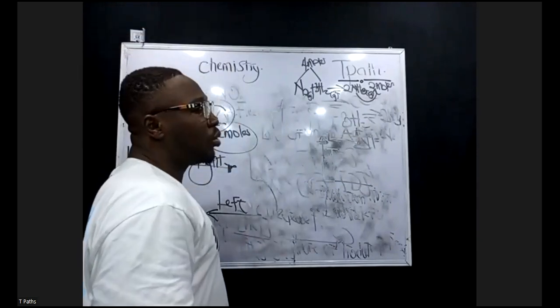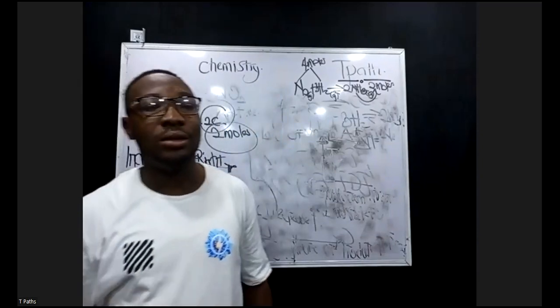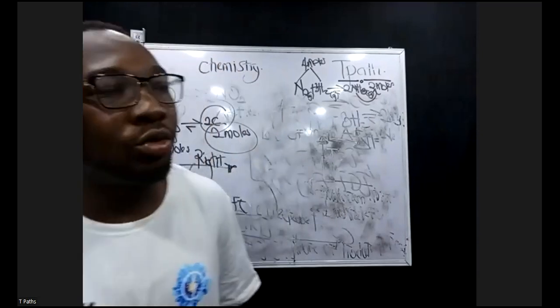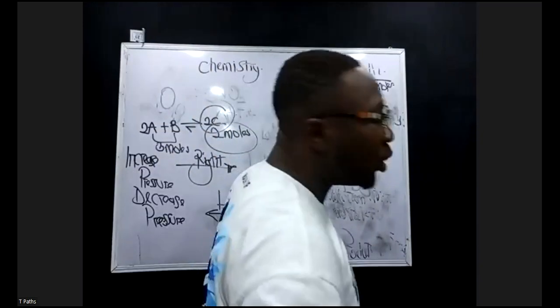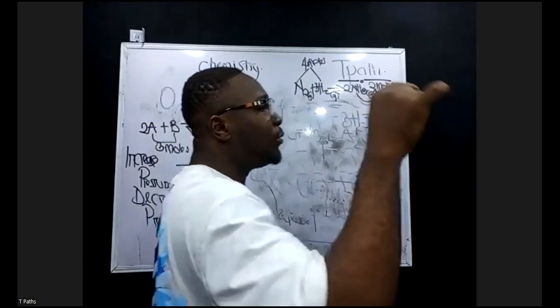The next thing to consider there is volume. Volume is similar to pressure. I didn't show that in the slide, but I wanted to let us know. Volume is similar to pressure, but it is the other way around. When you increase pressure, you see that the side with the fewest number of moles is being favored. But in volume, if you increase volume, the side with the most number of moles will be favored.